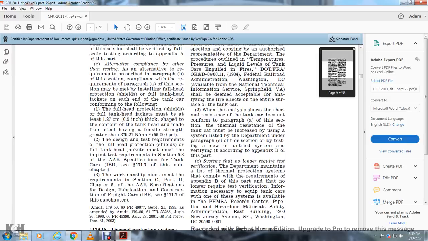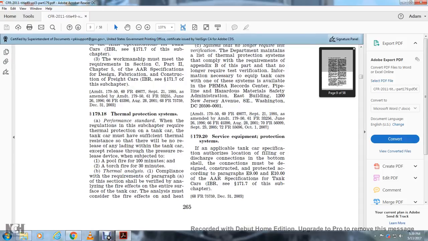C. A system no longer requiring testing and verification. The Department maintains a list of thermal protection systems compliant with the requirements of Appendix B that the Department no longer requires testing and verification for. Information necessary for equipping tanks with one of these systems is available from the PHMSA Record Center, Pipeline and Hazardous Materials Safety Administration, East Building, 1200 New Jersey Avenue, Southeast, Washington, D.C. 20590-0001.